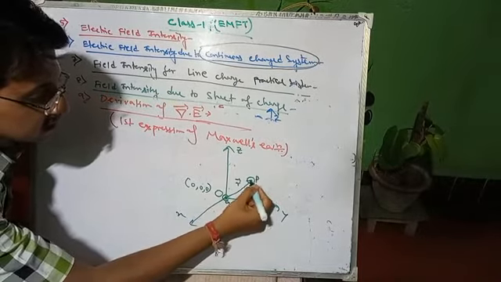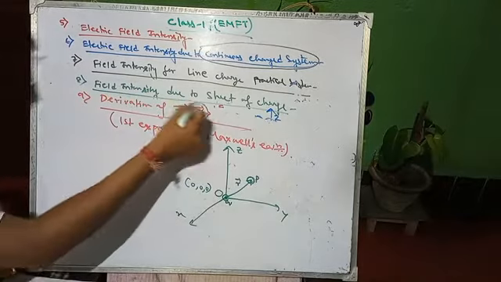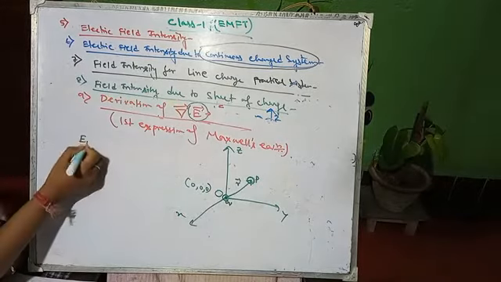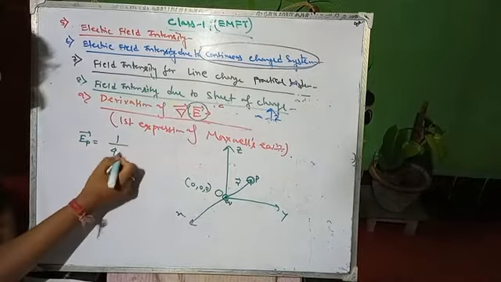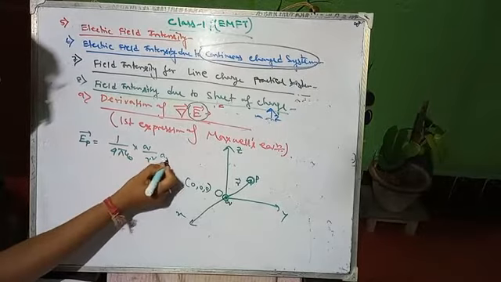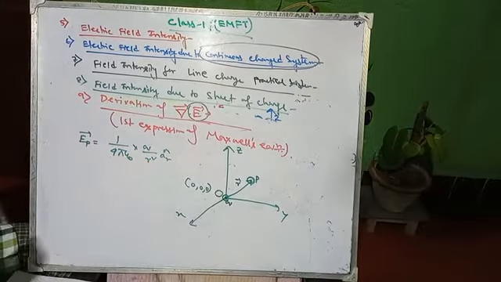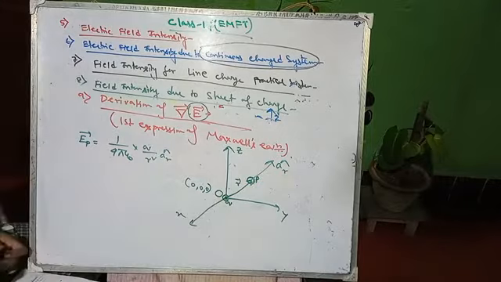suppose this point P, the electric field intensity, E means intensity. So the electric field intensity at point P will be equal to what? 1 by 4 pi epsilon naught into Q by r square into a_r cap. If we consider that this direction is towards a_r cap, then the equation holds true.